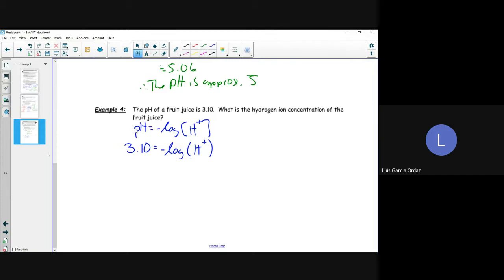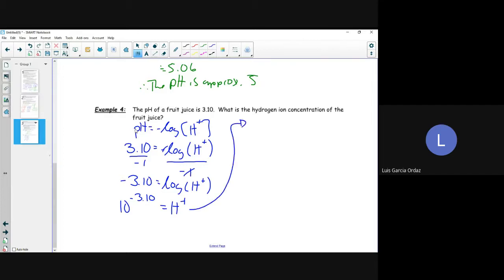But first, we're going to divide by negative 1. So that cancels out the negative. So you get negative 3.10 is equal to log of the hydrogen ion concentration. And then from basic log rules from the first few lessons, we get 10 to the negative 3.10 is equal to H plus. And when we do that on our calculator, what is the concentration of the hydrogen ion? It is approximately 7.9 times 10 to the negative 4.